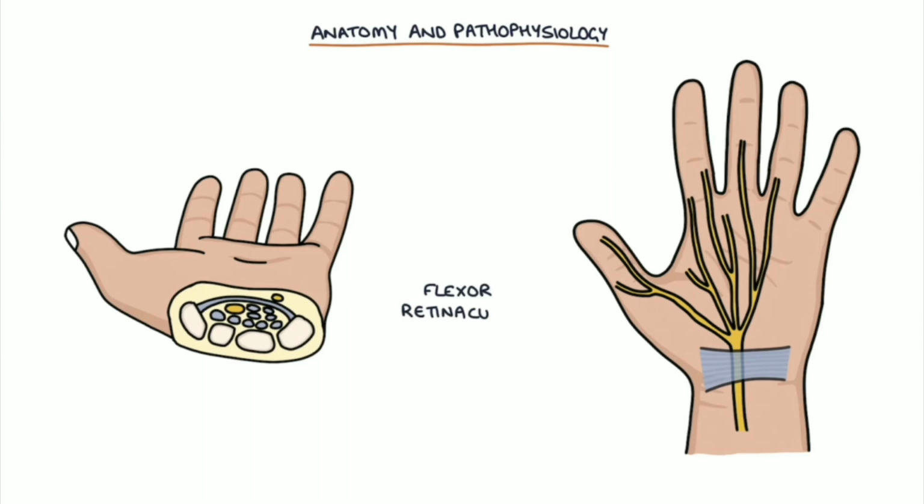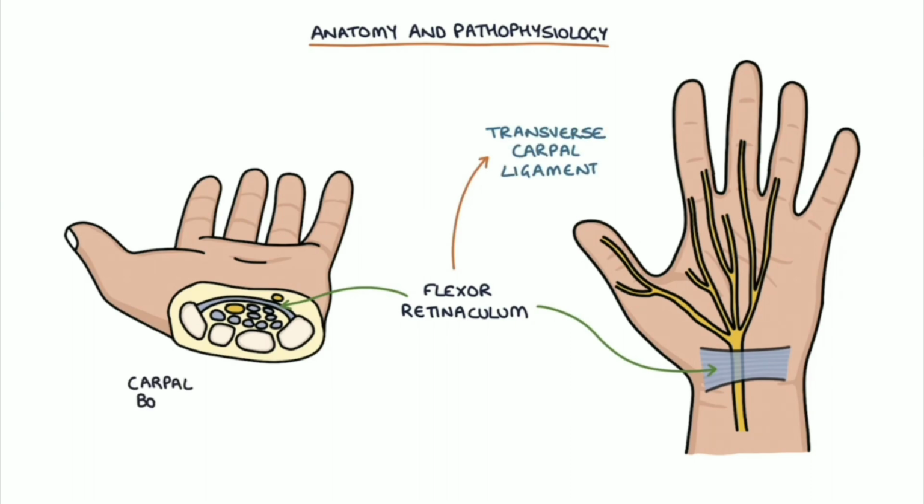The flexor retinaculum is a fibrous band that wraps across the front, or the palmar side, of the wrist. It's also known as the transverse carpal ligament. Between the carpal bones and the flexor retinaculum, there is a passageway from the forearm to the hand called the carpal tunnel.